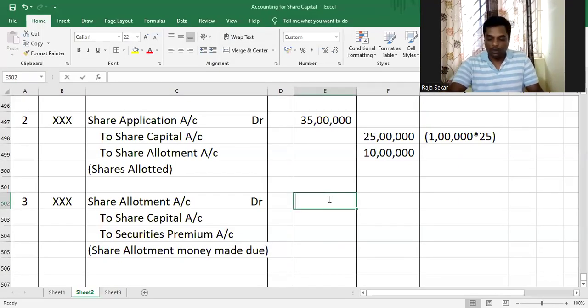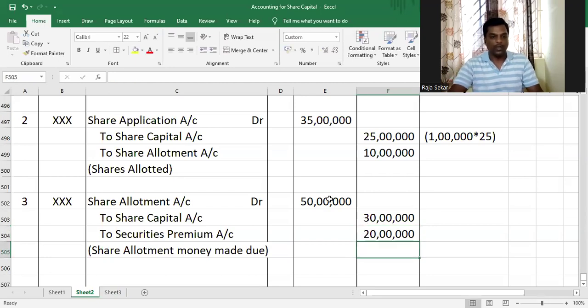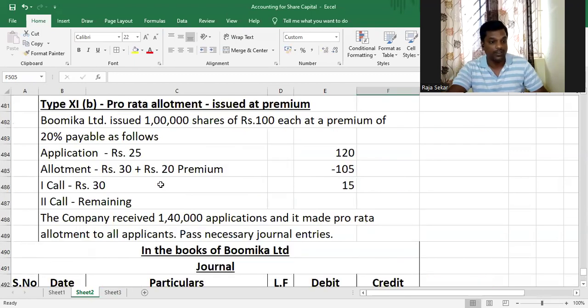As we know, the total amount of allotment due is 1 lakh shares, number of shares allotted, into 50 rupees per share. And out of that, share capital portion is 30. So that will be 1 lakh into 30. All of this information I'm getting from the question. 1 lakh into 20 to securities premium portion. So if you look at the question, you will find out 30 rupees is capital and 20 rupees is premium.